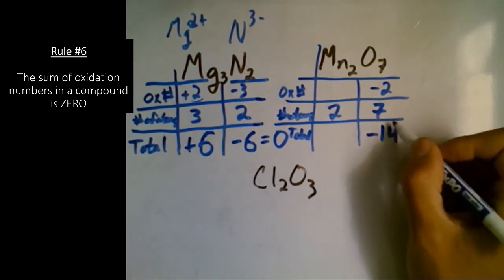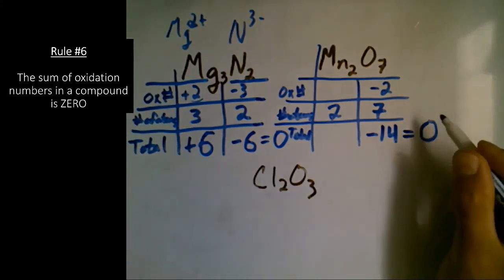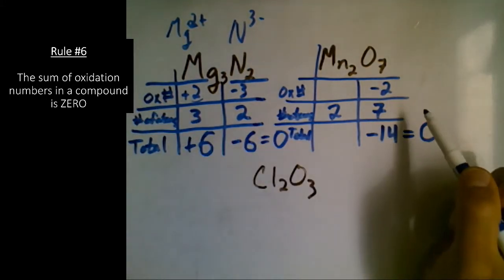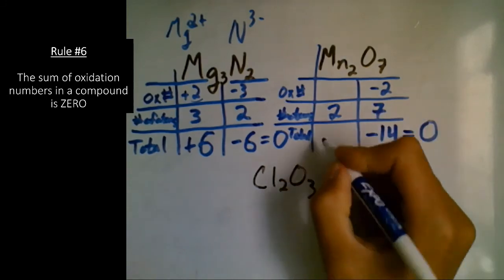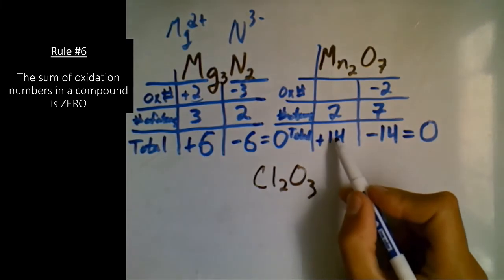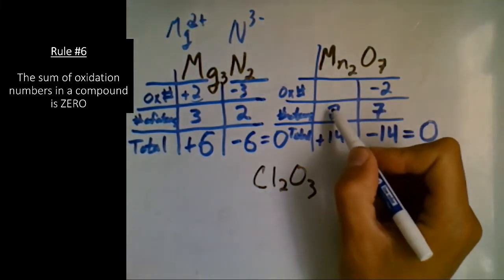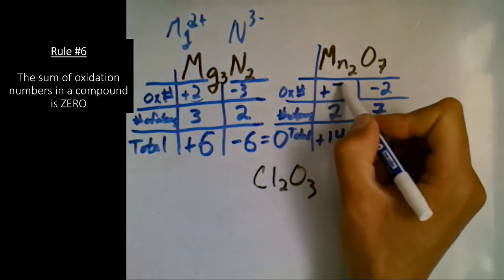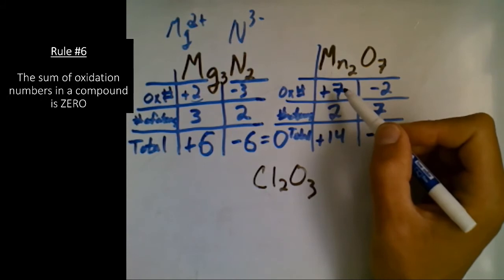So there are 14 negative oxidation numbers. And it has to add up to be 0 because that's the rule. The sum of oxidation numbers in a compound must be 0. So that means there has to be 14 positives in total. And that's divided amongst the 2 manganese atoms, meaning that each manganese has an oxidation number of +7.